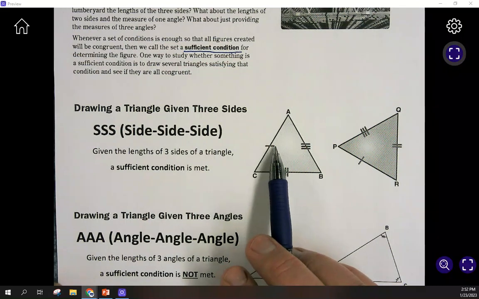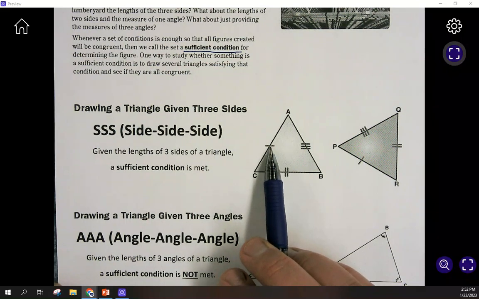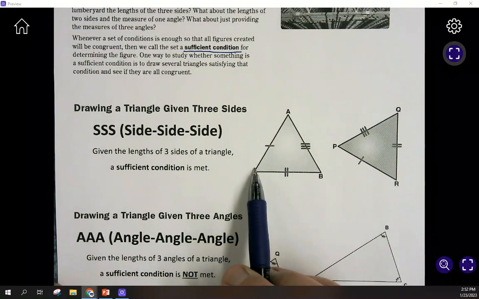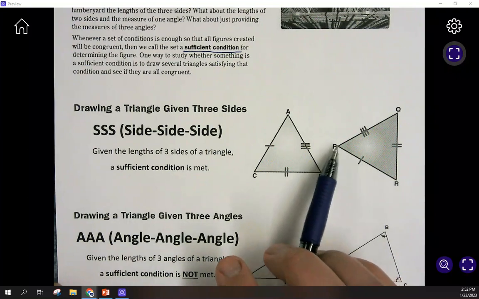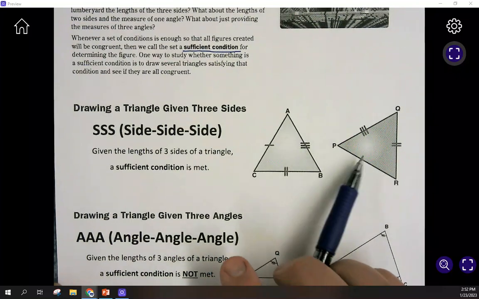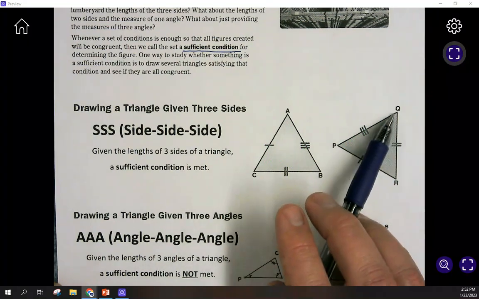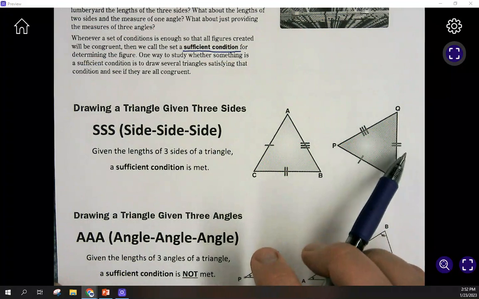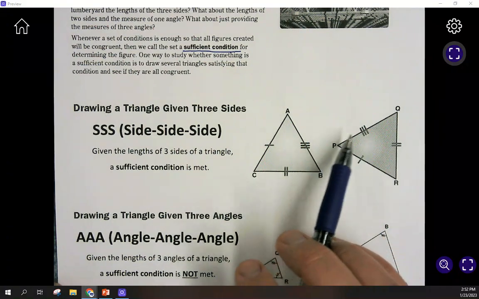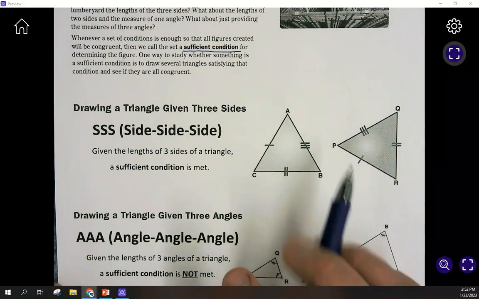I have not given the exact lengths here, but this one side here that I would name AC is congruent to side PR because they both have one slash. This one with two slashes, CB, is congruent to QR with the two slashes, and the third side with the three slashes would match as well.